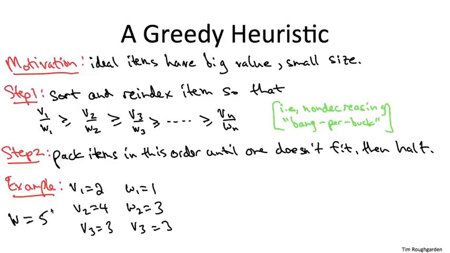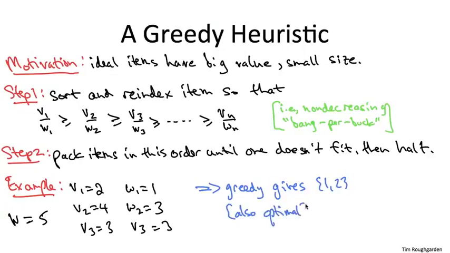So what does the greedy solution do? It first packs in item number 1, then there's a residual knapsack capacity of 4, so there's room for item number 2, it packs that. Now there's a residual knapsack capacity of only 1, so there isn't any room for item number 3, so it halts. So the greedy algorithm is just going to output the set 1, 2. In this particular example, you'll notice that this greedy solution of value 6 is in fact the optimal solution. You can't do better.